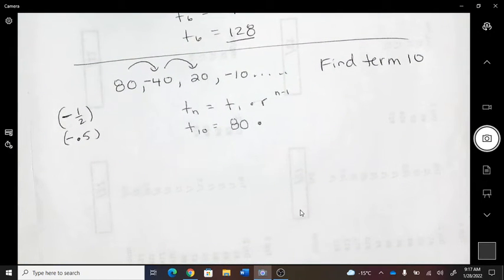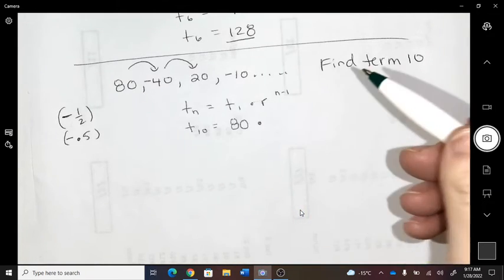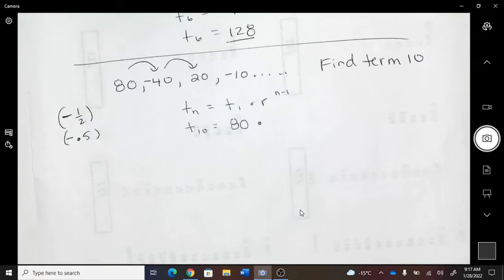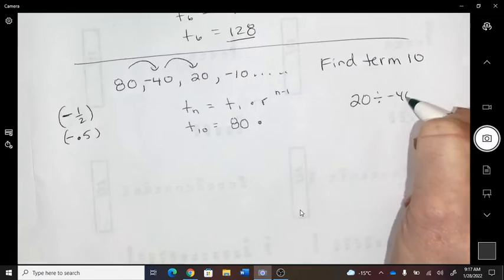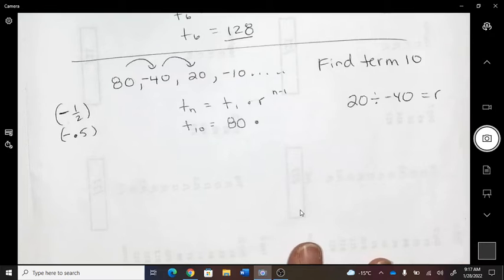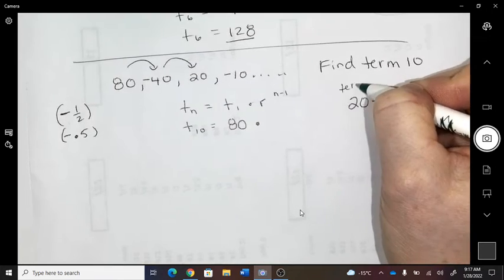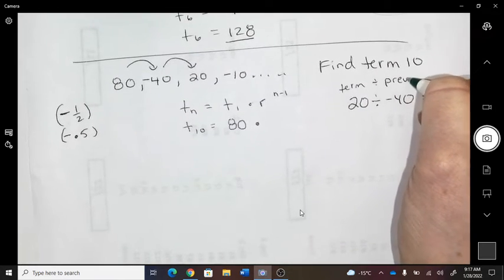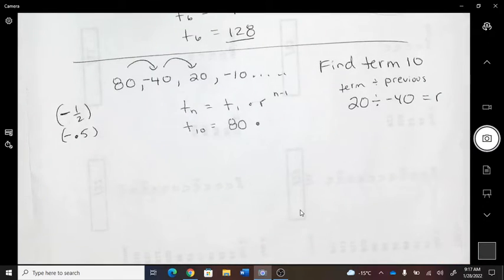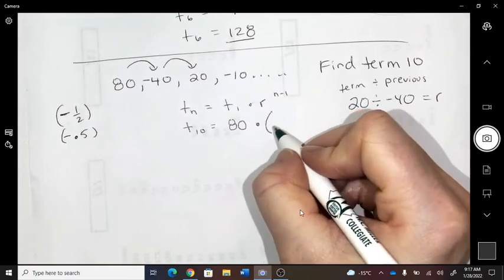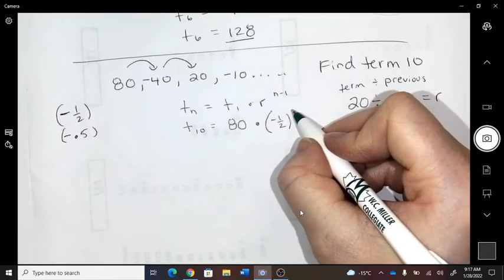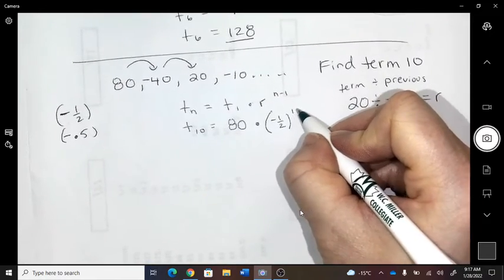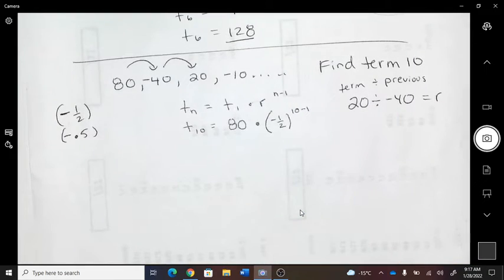Okay, if you did not see it, do you remember what you do if you don't see it? You take any term and divide it by the one in front of it. So you could have done 20 divided by negative 40. A term divided by the previous. Okay, if you don't see it. The n is 10.